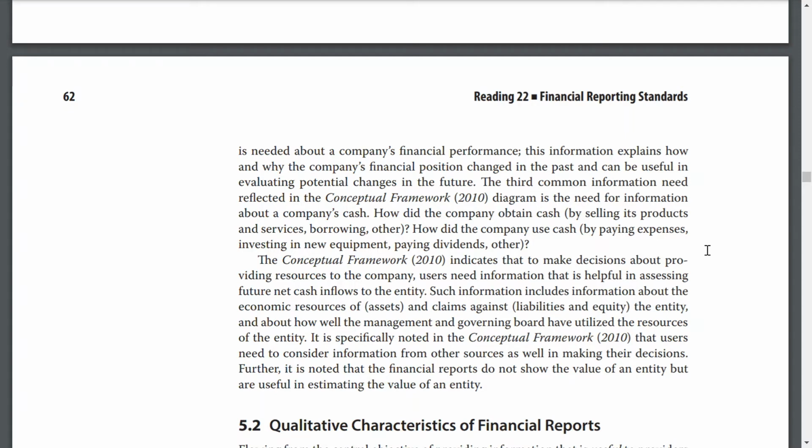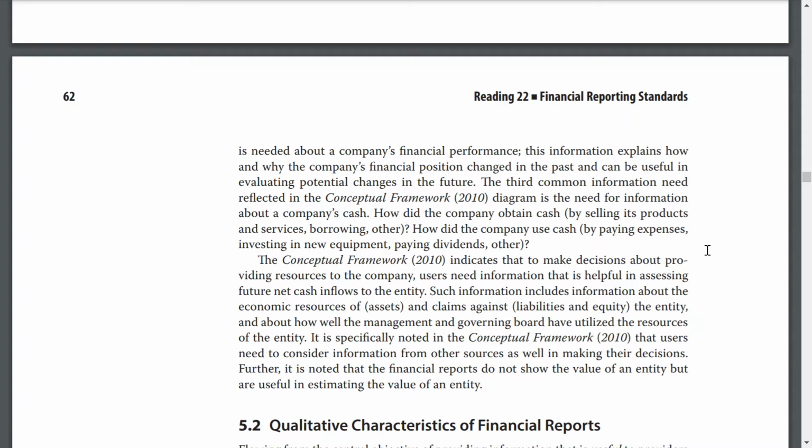How did the company obtain cash? How did the company use cash? The conceptual framework indicates that to make decisions about providing resources to a company, users need information that is helpful in assessing future net cash flows to the entity.